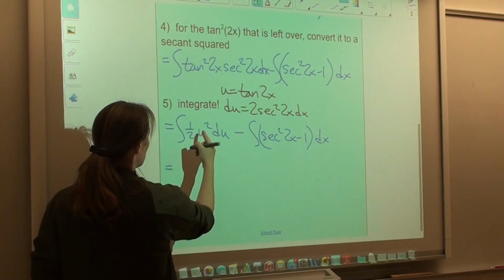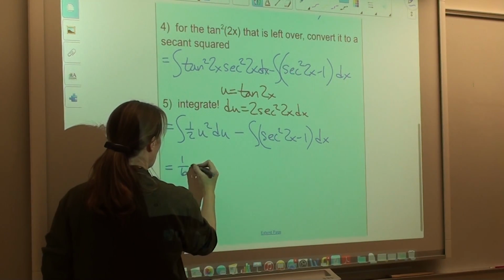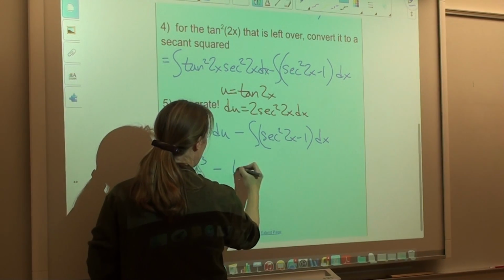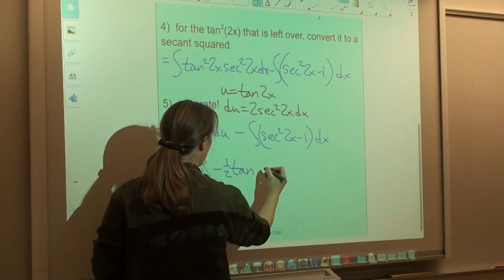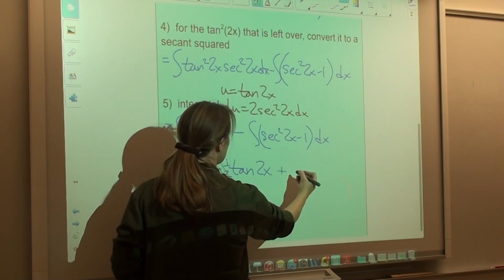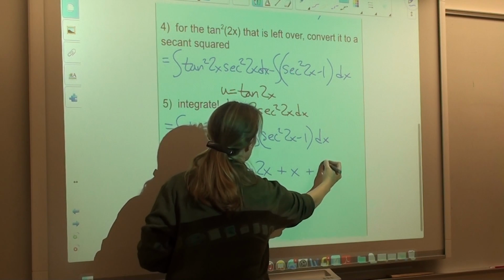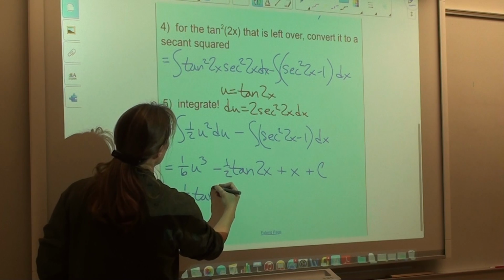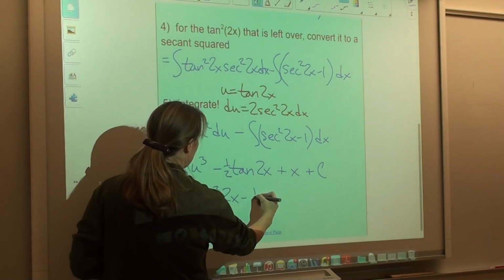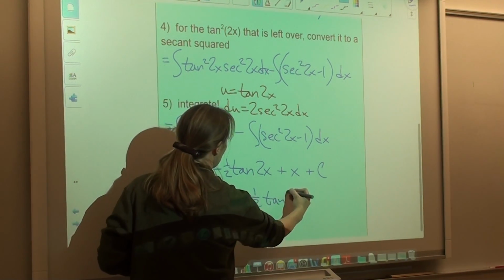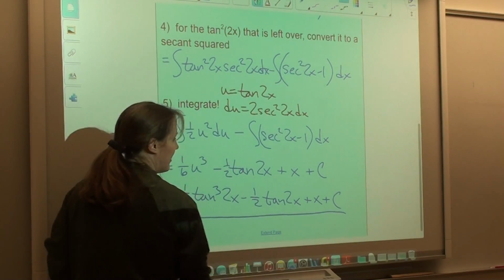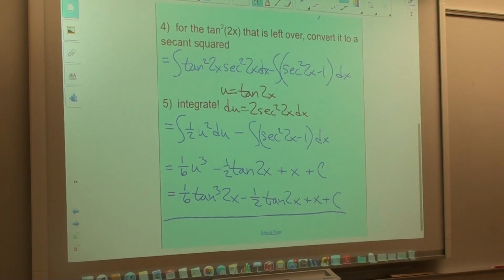So this becomes 1/6 u to the third minus, we can go ahead and integrate this, 1/2 tan 2x plus x plus c, and our final answer, 1/6 tan cubed 2x minus 1/2 tan 2x plus x plus c. Yay! Wow. Golden. All right. Have a great evening.